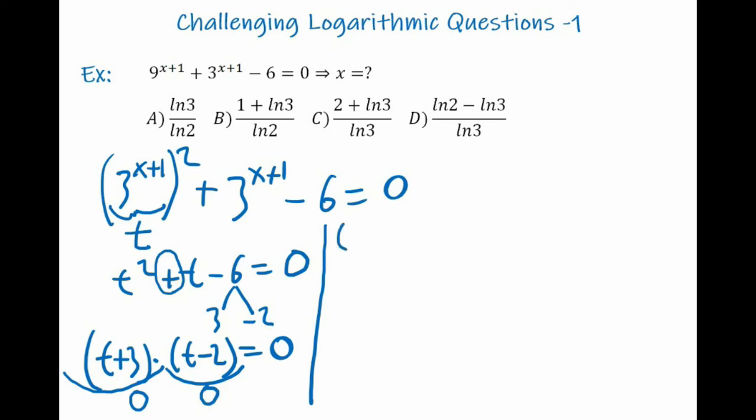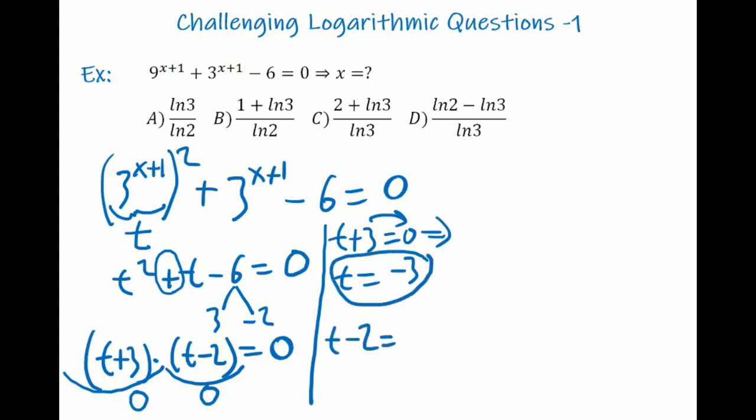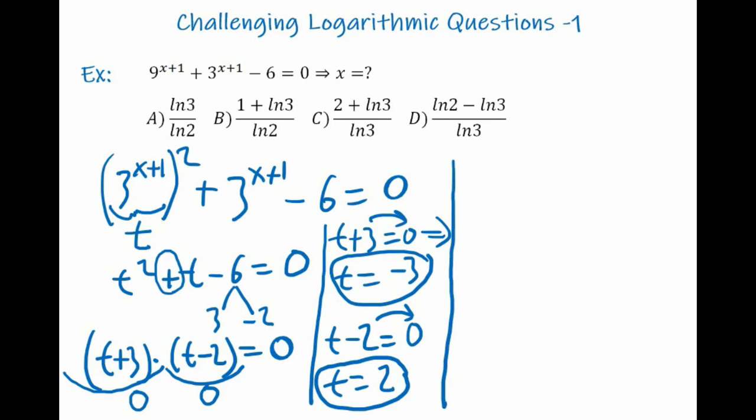So if t plus 3 is 0, guys, then from here, t has to be, just send this to the right side, negative 3. So t is negative 3. And if t minus 2 is 0, just send this to the right, so t is going to be positive 2, guys. So I have two options. Either t is going to be negative 3 or t is going to be positive 2, guys. Let me write the options here.